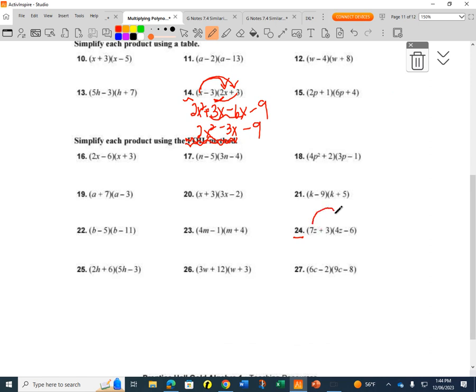7z times 4z is? 28. Yeah. Coefficient times coefficient. So 7 times 4 is 28. Z times z, we add the exponents. Z to the first times z to the first is z squared. 7z times negative 6. Good. Negative 6 times positive 7 is negative 42. We can't forget the z.